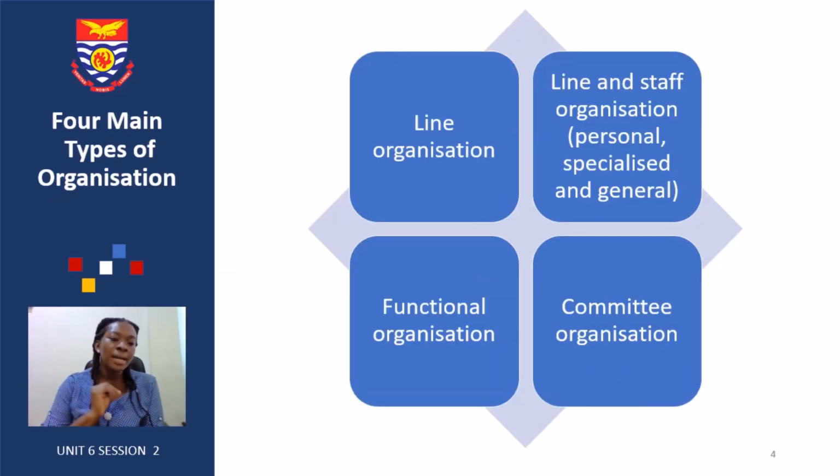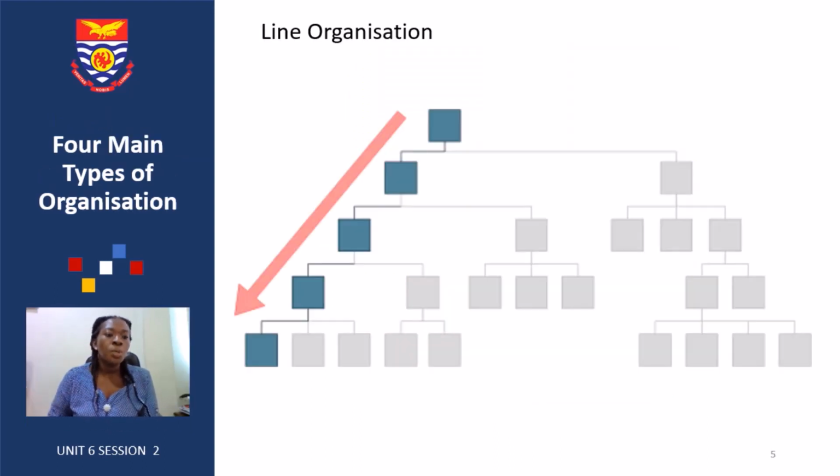There are four main types of organizations. We have the line organization, the line and staff organization, the functional, and the committee organizations. So what is the line organization? This is basically how the line organization looks.